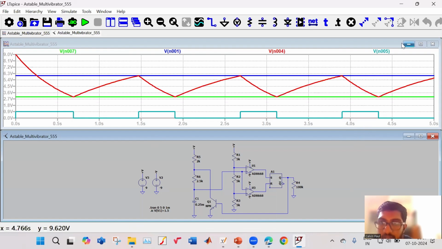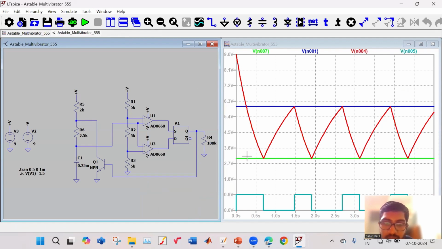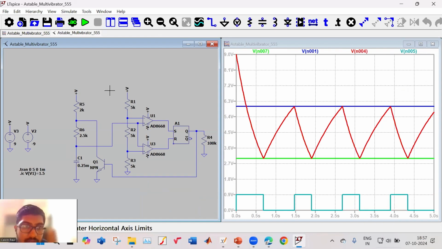Okay, this is a better way. So now what is happening is, when this is high, when your Q is on, your NPN transistor is on. So when your NPN transistor is on, what will happen? Your capacitor will discharge like this. Your capacitor current will flow like this and it will discharge over here. So that's why your capacitor voltage is reducing. Okay, so you can see your capacitor voltage is reducing.